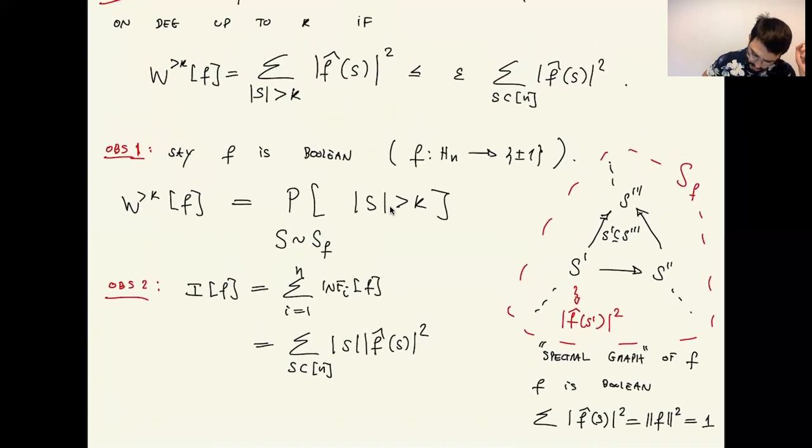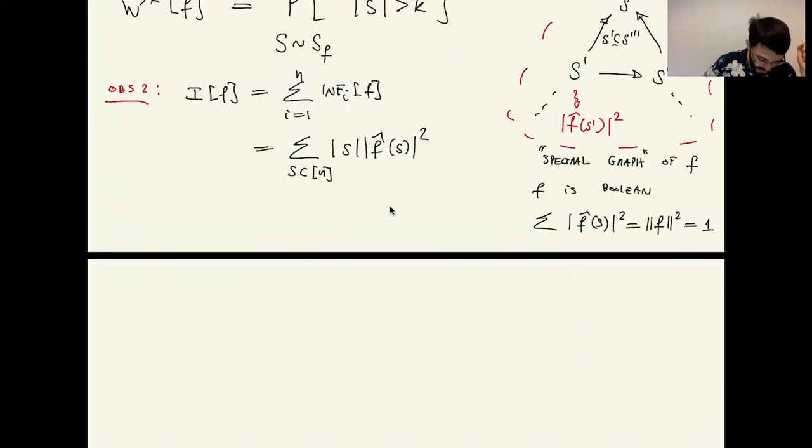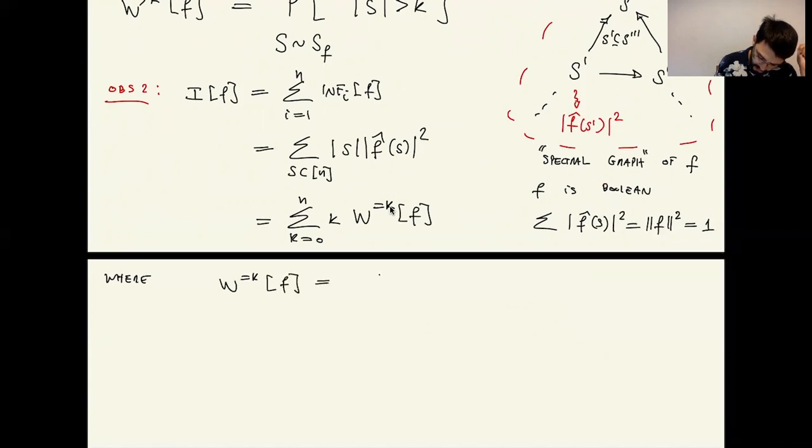This is one computation we already did. But you can rewrite this as, say, the sum over k from 0 to n of k times W_k, where, again, O'Donnell defines this as just the sum over all Fourier coefficients of size k, the square sum.